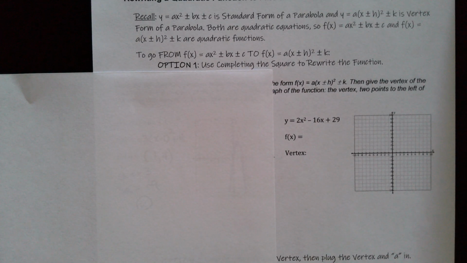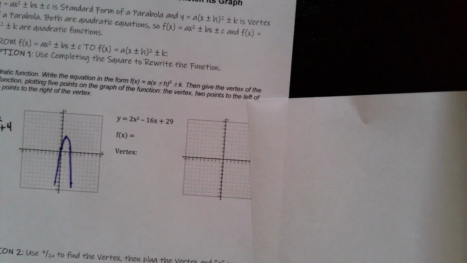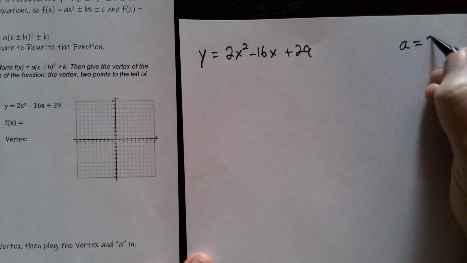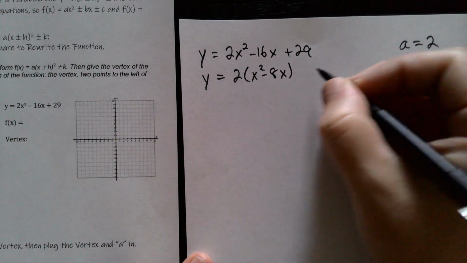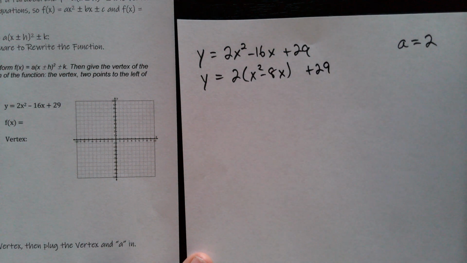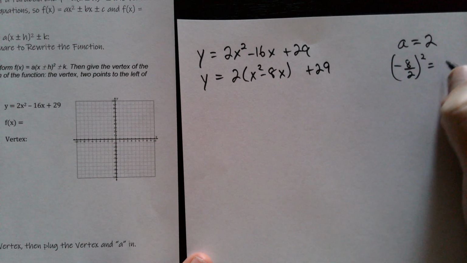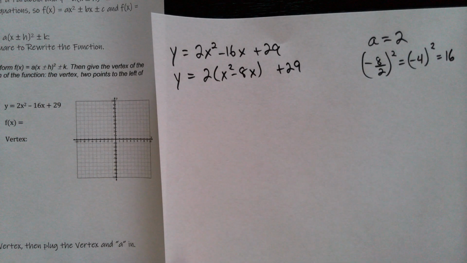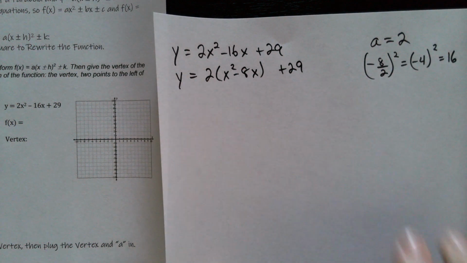Let's do the same on this one over here. Here's our function. We factor out the a, which is 2, out of the first two terms. So it would be y is equal to 2 out front, x squared minus 8x, and then plus 29. Then we take this negative 8, divide by 2, and square it. So that's negative 4 squared, which is 16.